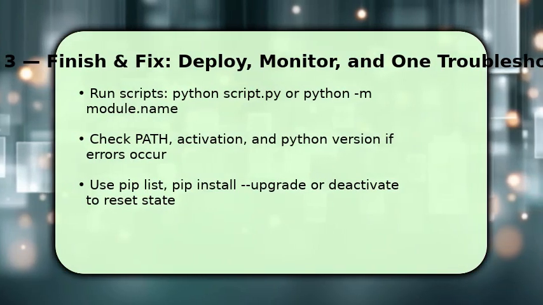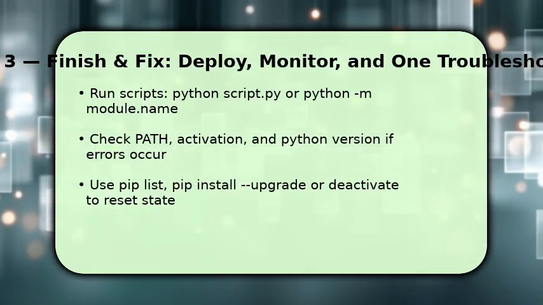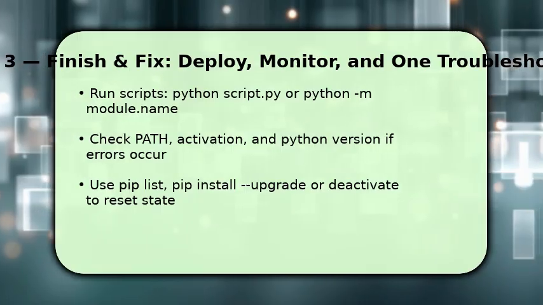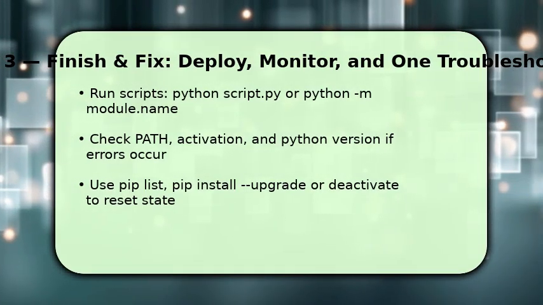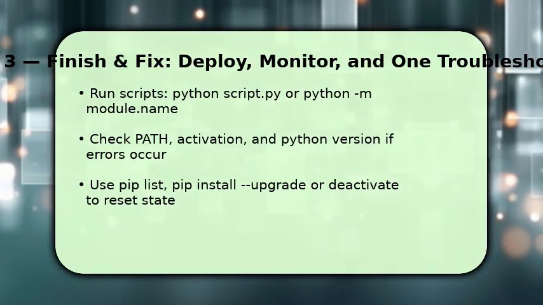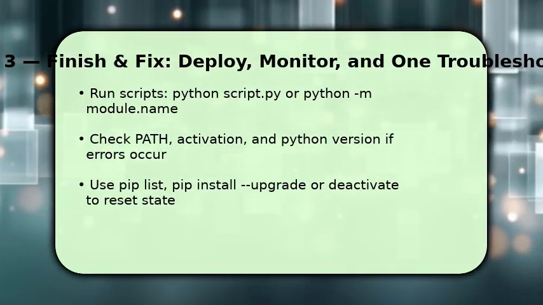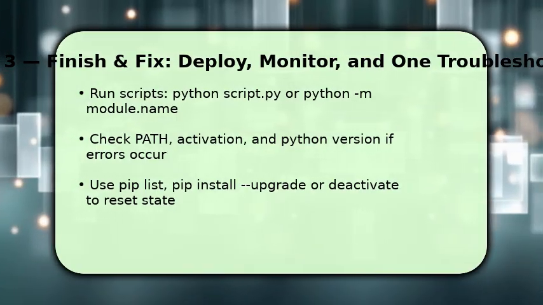Use python script.py, or python -m module_name for packages. If you see a module not found error or wrong version, check that the virtual environment is activated and the Python version matches expectations. Make sure the path points to the venv's bin or Scripts directory. Once fixed, use pip list to inspect installed packages and pip install to add missing ones.